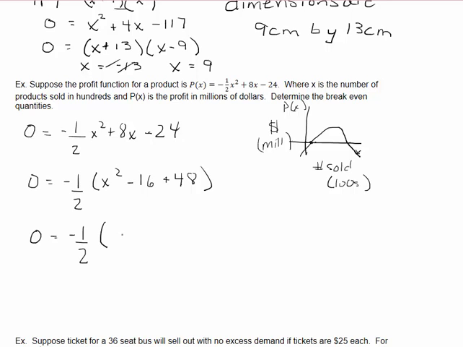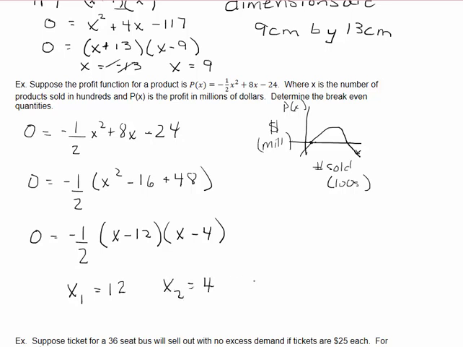And I know that negative 12 and negative 4 works. Negative 12 times negative 4 is positive 48, and they also add to be negative 16. So my zeros in this question are when x is 12 and x is 4.